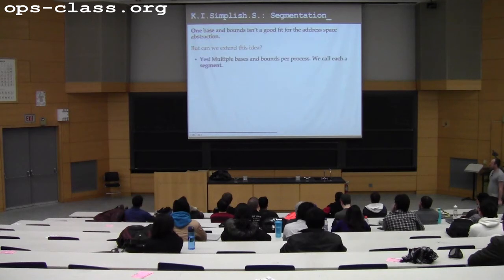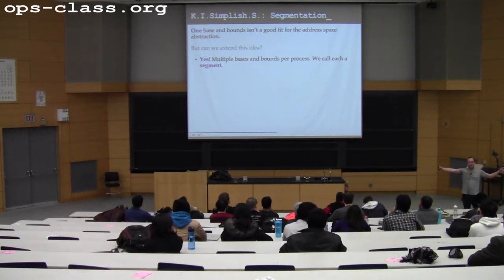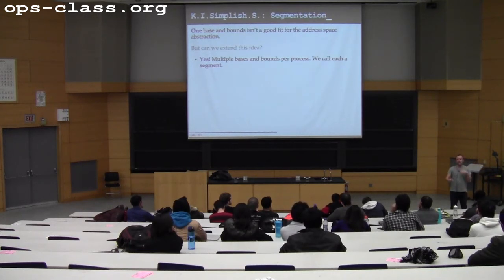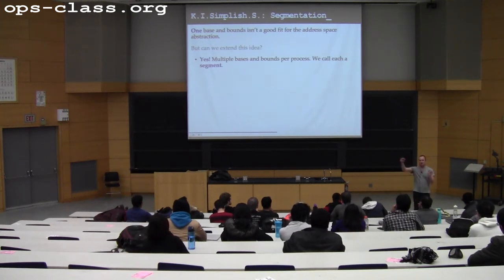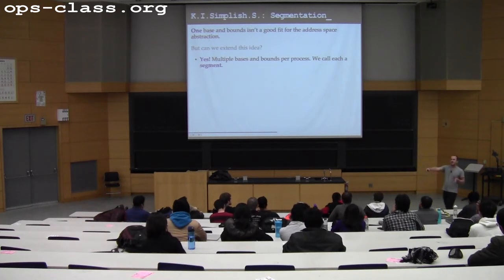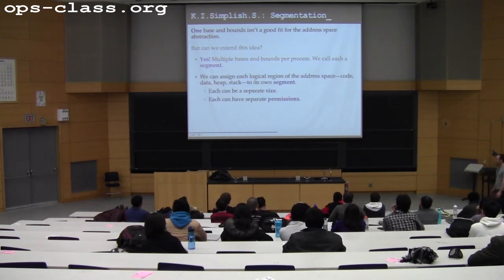Yeah, so what if we give each process multiple bases and bounds? Instead of one base and bounds that is expected to cover the entire address space, for each segment, each area within the address space that contains coherent stuff like the code, the stack, the heap, I allocate one base and one bounds. And that base and bounds is designed to span that entire segment. So this is an idea that's called segmentation.